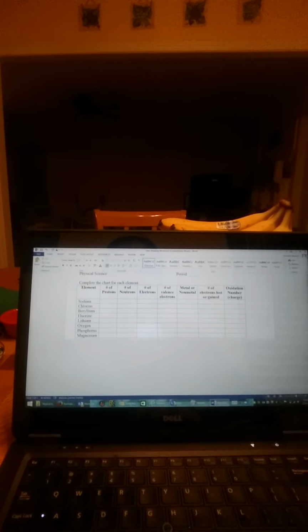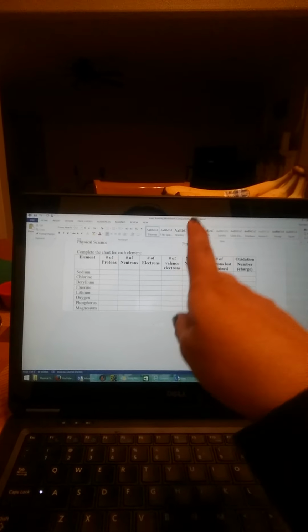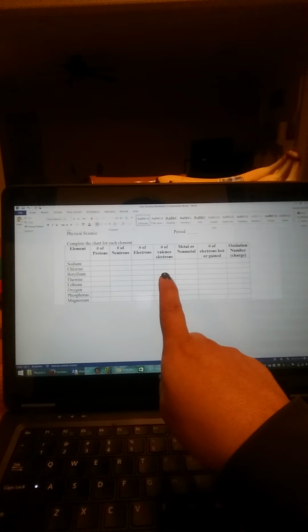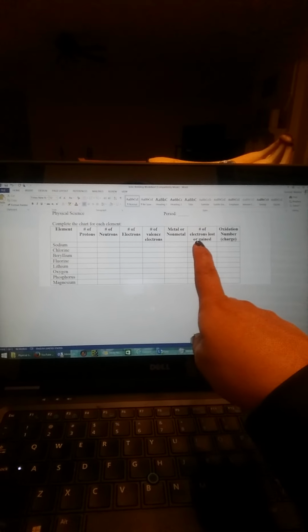All right, so this is your assignment. The first thing that you're going to do is fill in the chart. Protons, neutrons, electrons. Valence electrons are the electrons found on the last shell. Remember, is it a metal or non-metal? Does it gain or lose? And the oxidation number for that element. Then you're going to write down the ionic chemical formula for the following elements. And this is just how we did it on the PowerPoint.